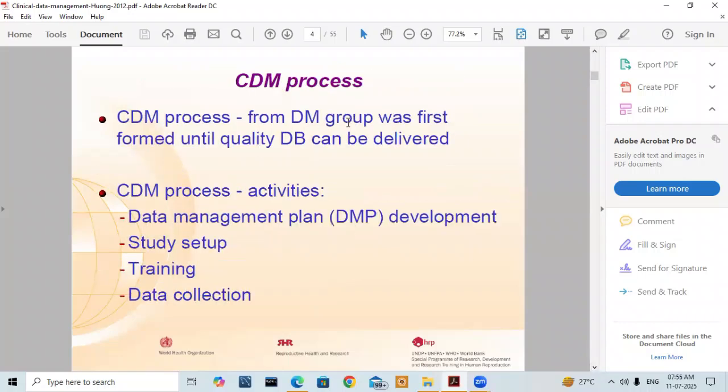So what is the CDM process? Now we will see it one by one. The first step in the CDM process is the data management plan, DMP. DMP means data management plan. I told you in clinical research, if you remember, the first step there is the protocol.